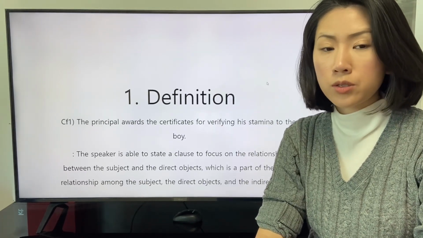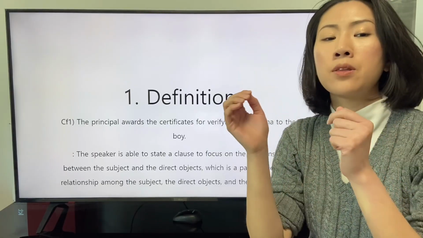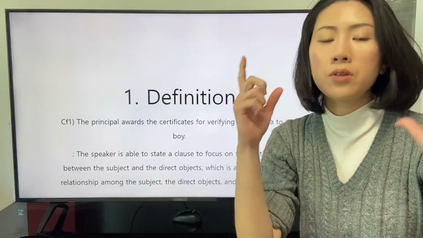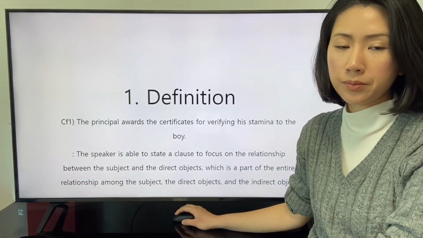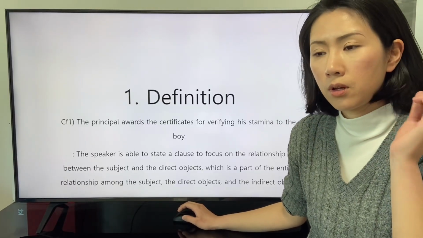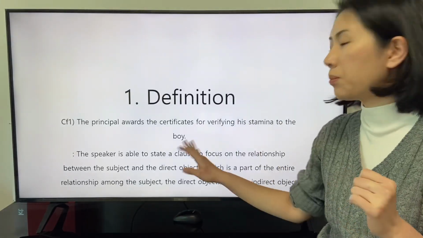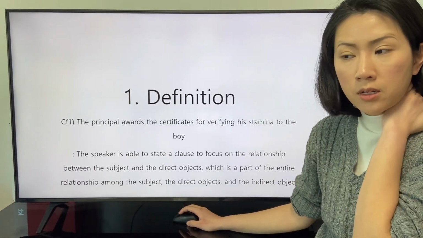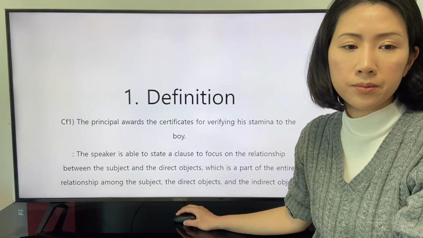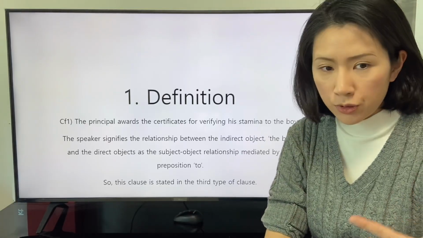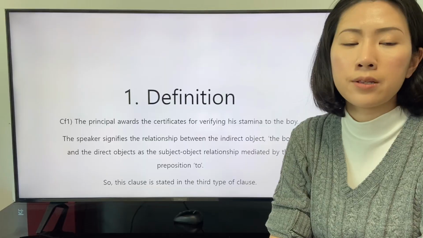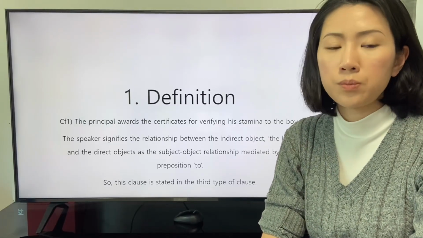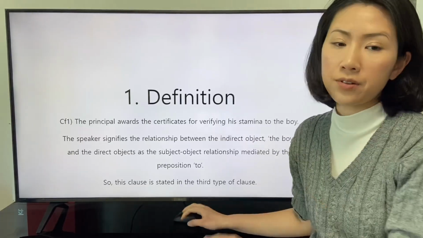The speaker is able to state a clause to focus on the relationship between the subject and the direct object, which is a part of the entire relationship among the subject, the direct object, and the indirect object. The phrase of the preposition to the boy is not considered as a constituent because the phrase of the adverb is classified as an adverb. The speaker signifies the relationship between the indirect object, the boy, and the direct object as the subject-object relationship mediated by the preposition to. So this clause is stated in the third type of clause.